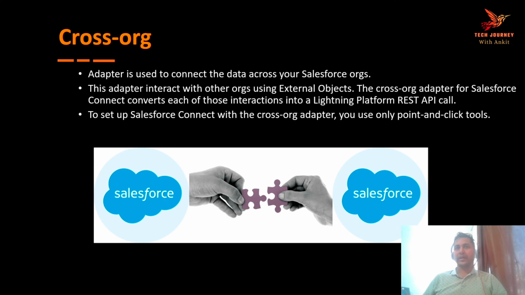With the help of these adapters, the different orgs can interact with each other, and they do that with one key ingredient, that is the external object. At the back end, they are basically making a REST API call, but as a developer you do not even have to write a single line of code. This is simply a point and click tool which you can enable to have the integration between two different Salesforce orgs.